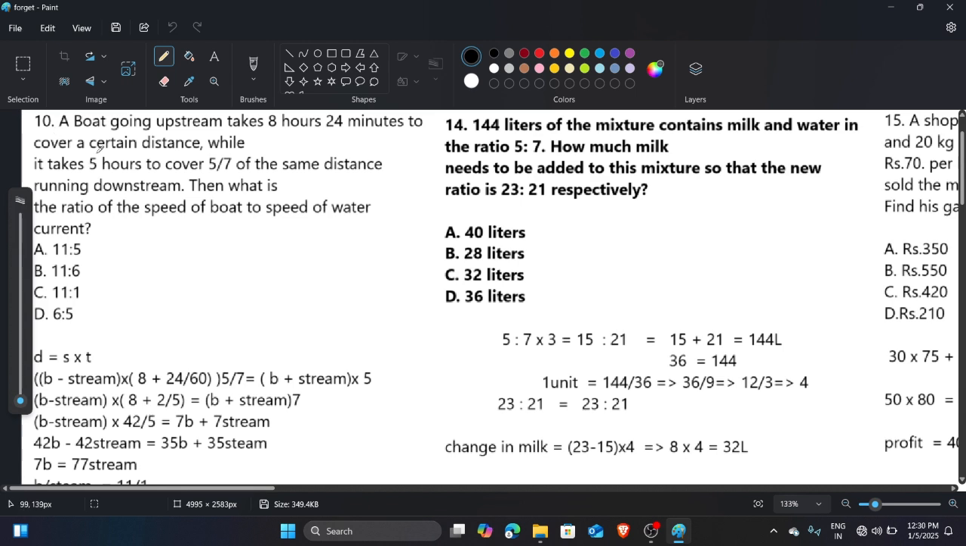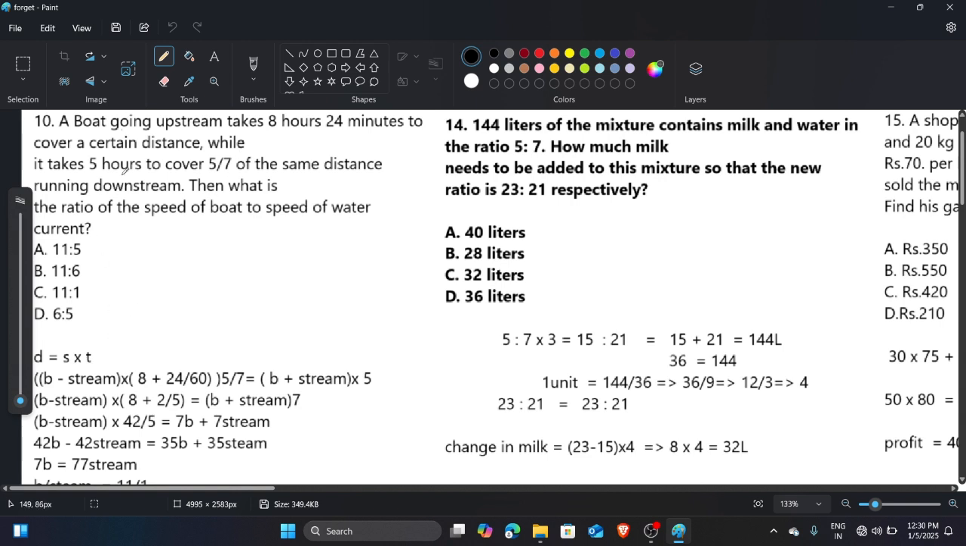So here I take it. A boat going upstream takes 8 hours 24 minutes to cover a certain distance, while it takes 5 hours to cover 5 by 7 of the same distance running downstream. Then what is the ratio of the speed of the boat to the speed of the water current? Okay, this is the question. Here the common term is the distance, because the distance the boat goes upstream and the distance it goes downstream is the same in both situations. Only the 5 by 7 is the difference.